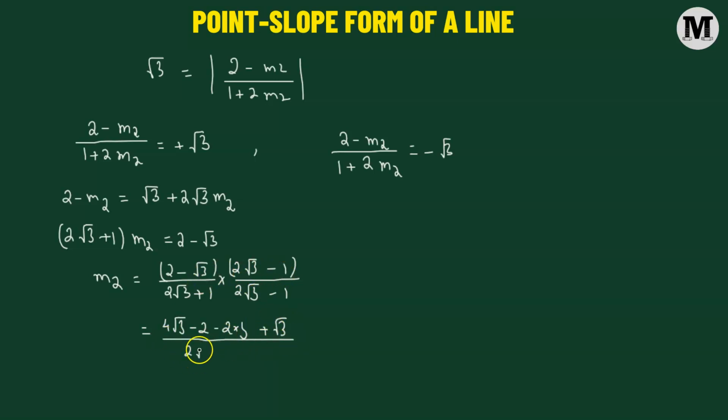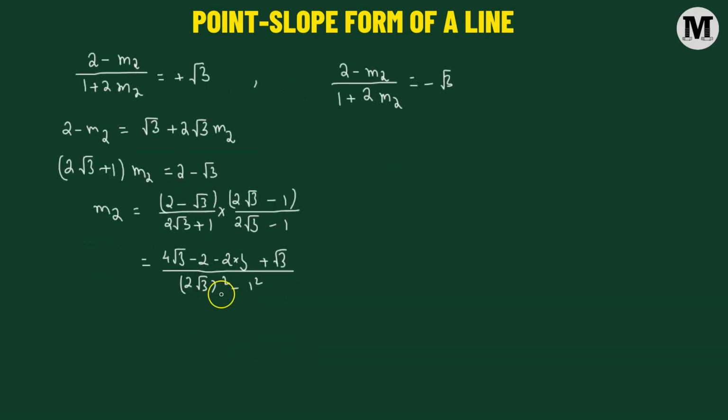Divided by 2 times square root of 3 squared minus 1 squared. So for the simplification, it's going to give us 5 times square root of 3. So 2 times 3, that's 6. 6, negative 2, that will be negative 8. Divided by the 2 times square root of 3 squared, so that's going to be 12. So 12 minus 1 is going to be 11. So this is going to be the value of slope m1.